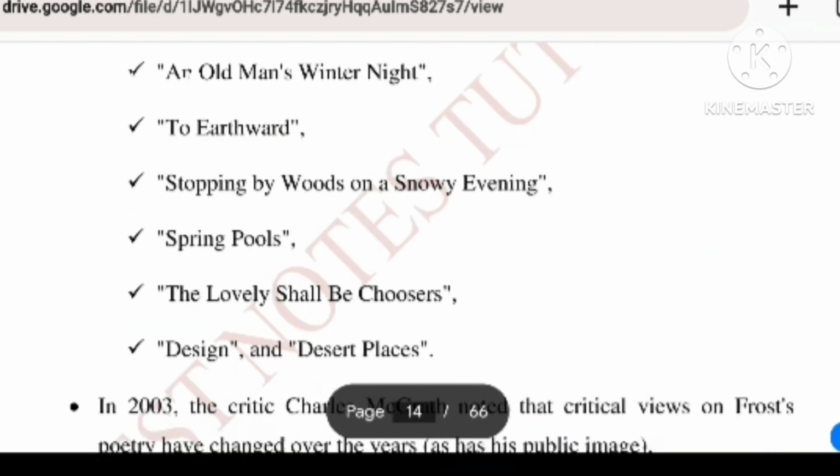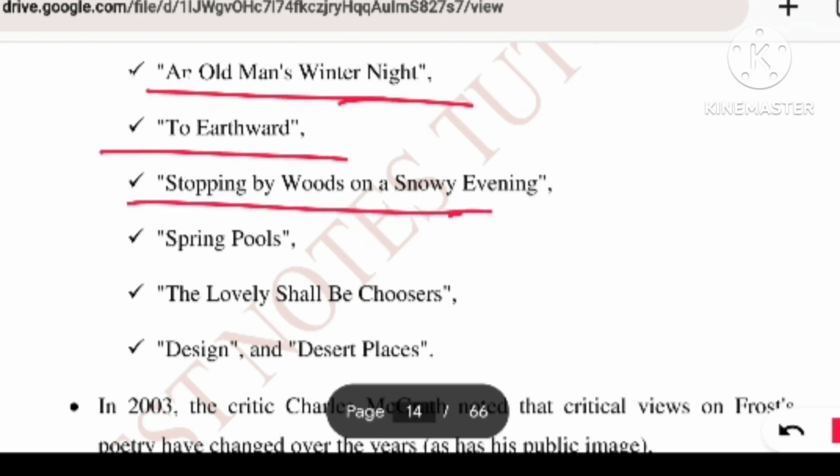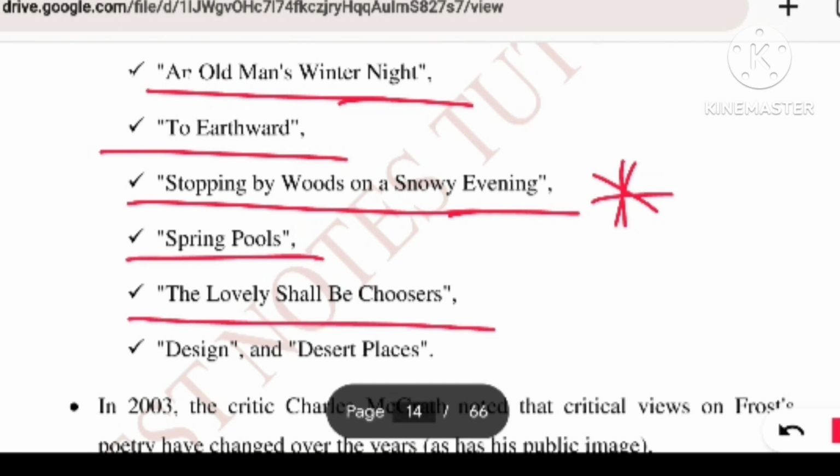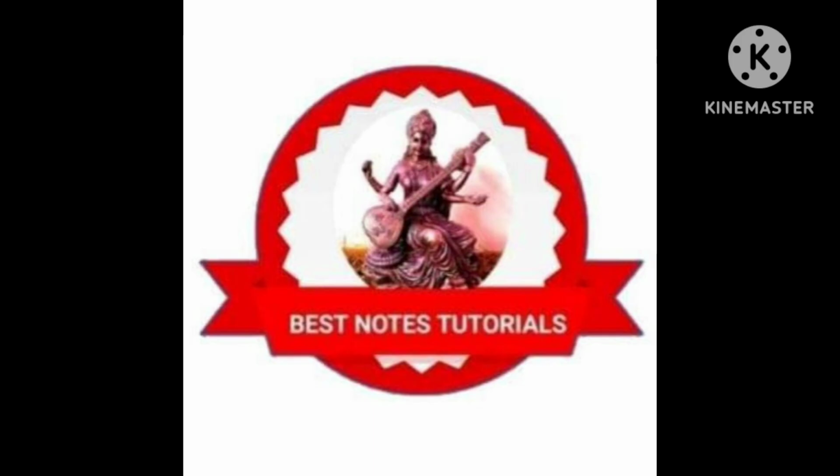Another masterpiece of the poet is An Old Man's Winter Night. The Need of Being Versed in Country Things, Stopping by Woods on a Snowy Evening, my favorite poem, Spring Pools, The Lovely Shall Be Choosers, Design and Desert Places. So these are the list of poems which are appreciated by critics.